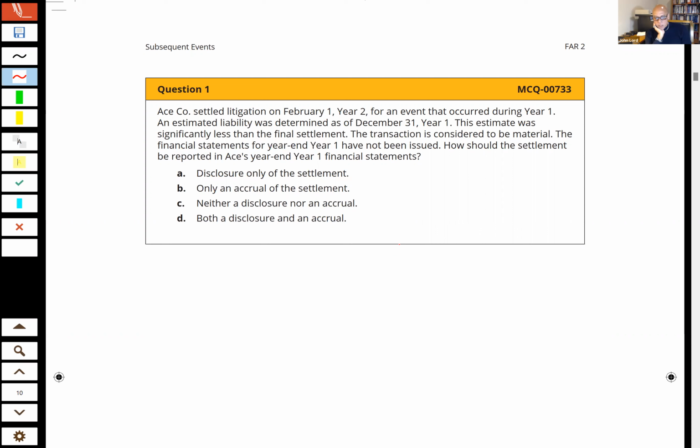Okay, stop, guys. C is never right for subsequent events. Come on now. Both had what? Disclosure requirements. Both had disclosure requirements. So don't pick C. I'm going to give you 5 more seconds on this.